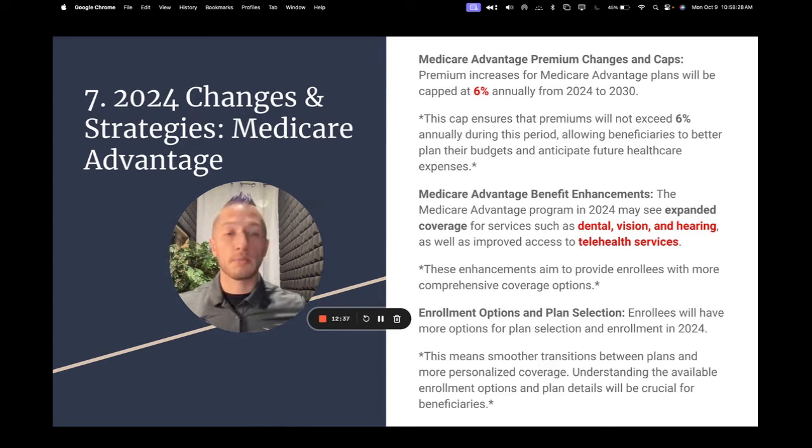With enrollment options and plan selections, you will have more options than what you did have the previous year. So, item to note, it means that you're going to have more robust coverage available to you, and it might mean a smoother transition if you needed to change from one carrier to the other.